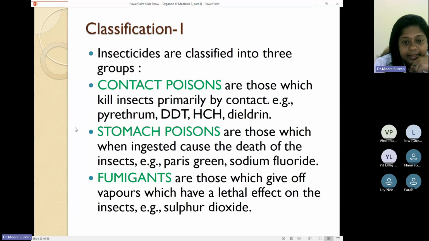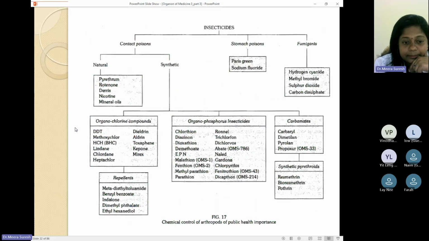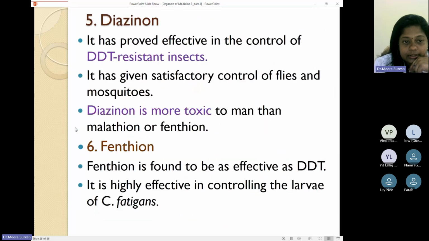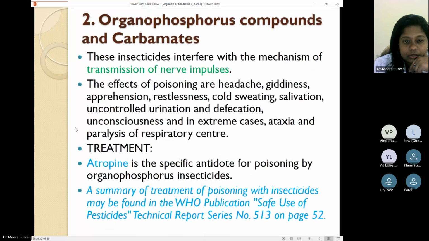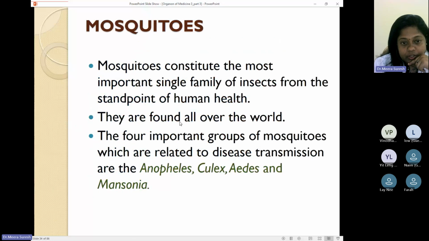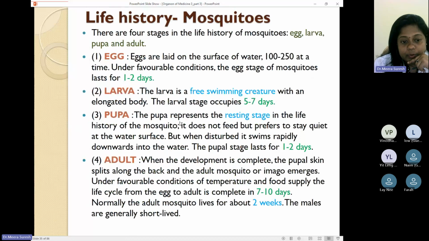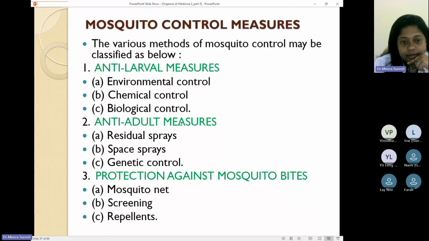The insecticides: contact, stomach poison, and fumigants. The different classifications, about DDT, all these different types. Then we went to specific insect control, what we have to do. And I think we did mosquitoes, the four species of mosquitoes. I did this one in detail because that's the most important. The larvicidal measures, anti-adult measures, and also protection against mosquito bites.